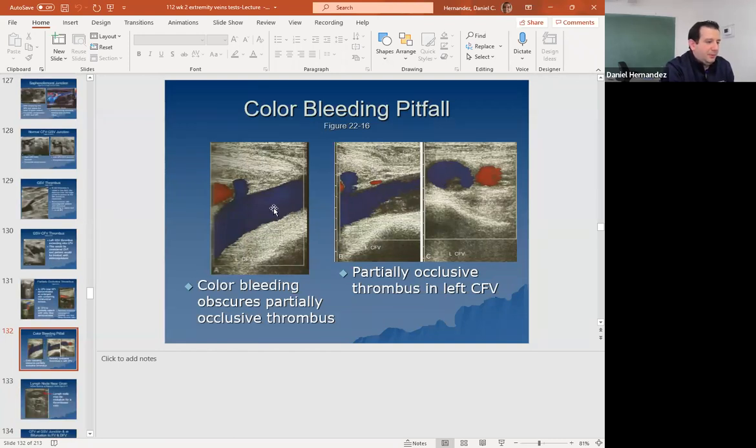So just be careful with color bleeding pitfalls. If our color gains are set too high, we can actually mask a thrombus. So this color bleeding partially obscures a partially occlusive thrombus. Lowering your color gains down to an appropriate level reveals that thrombus. We can visualize it here when we turn to our transverse view. So that's that same thrombus along that posterior vessel wall.